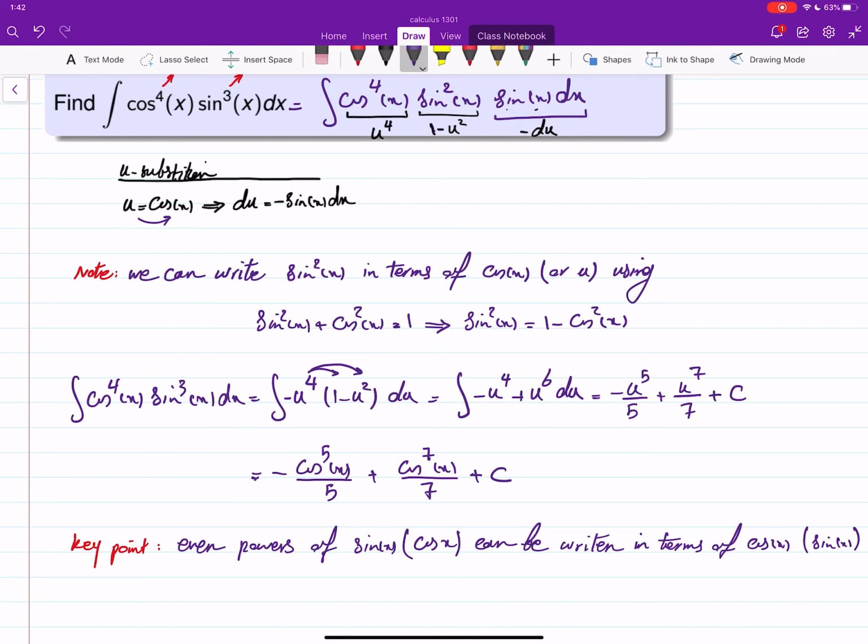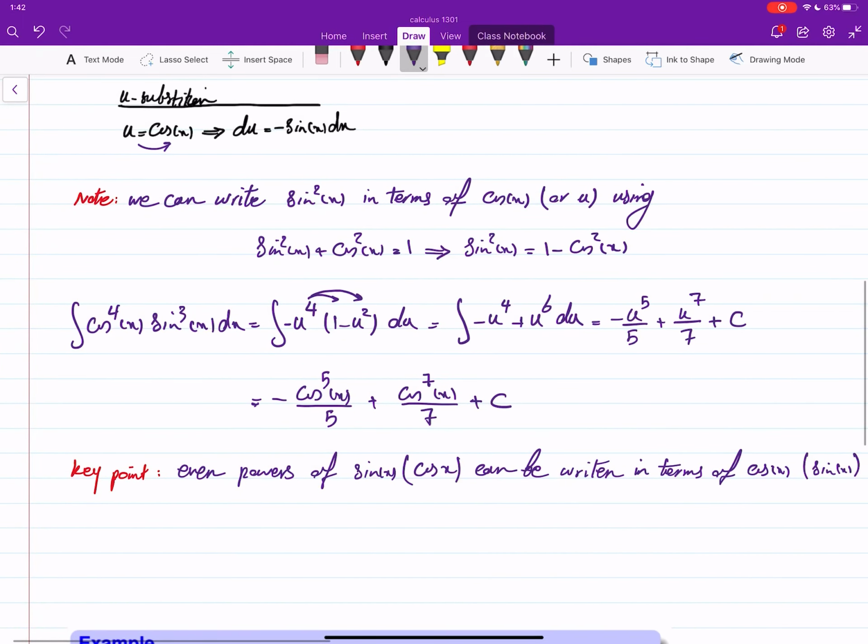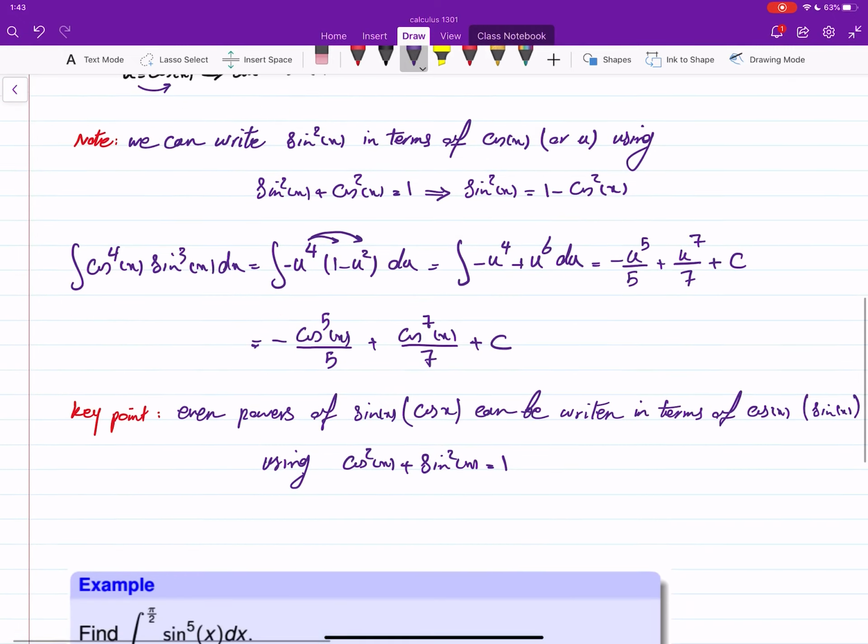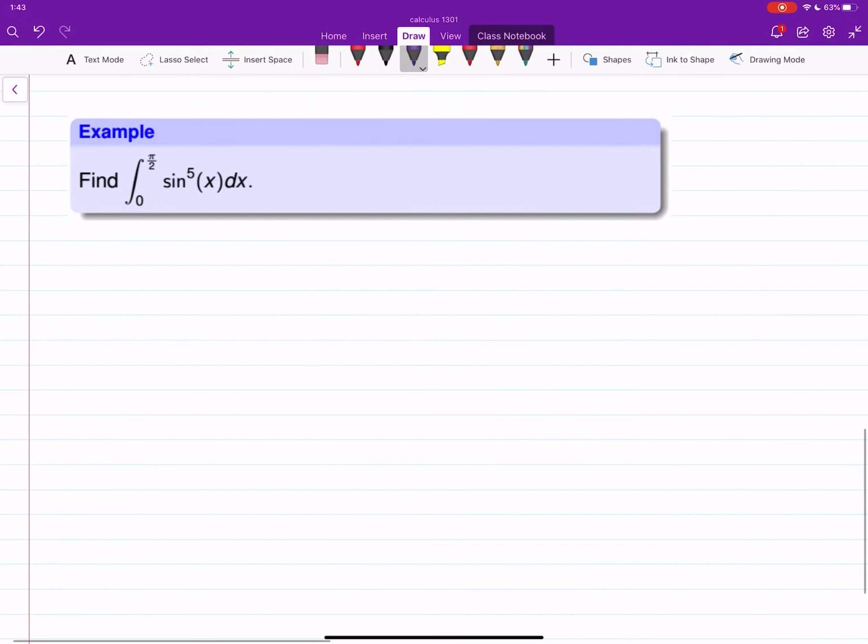You can turn them to each other. But using the power, the identity that cosine squared x plus sine squared x equals 1. This is Pythagorean theorem basically written in the trigonometric language. Okay. Well, let's do one more example here.